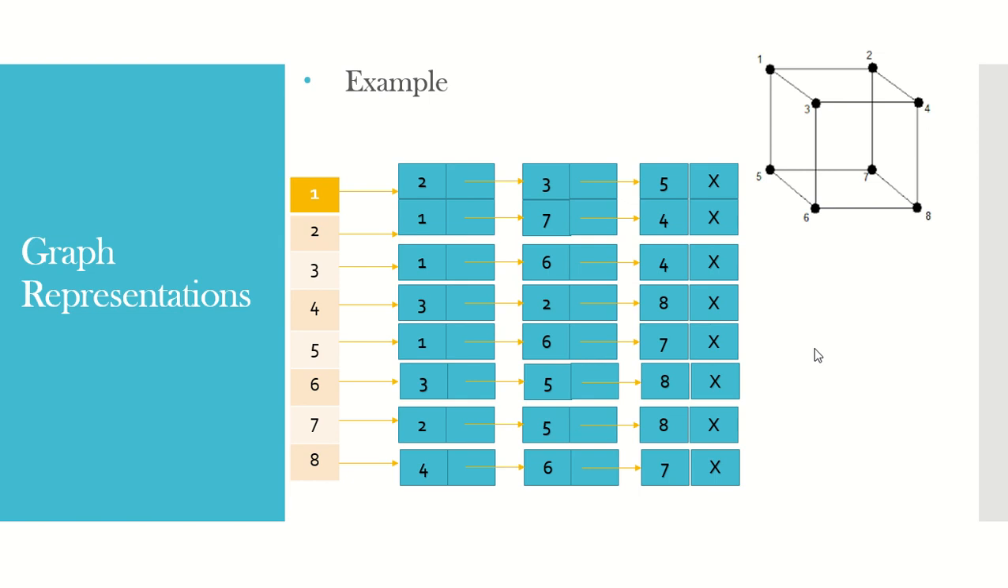Now, moving to 2, similarly, you will have 1, 7 and 4 as the adjacent nodes. You will create the nodes and connect them together, and at the end, you will mark the node pointer as null. This will be done for all the nodes of the list, and all these lists put together are known as the adjacency list representation of this graph.